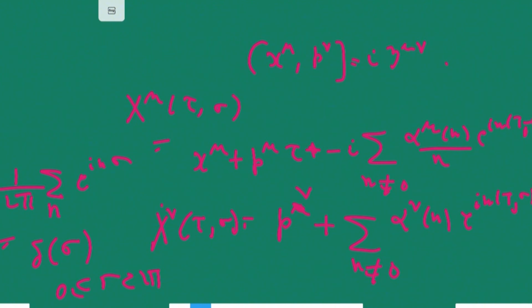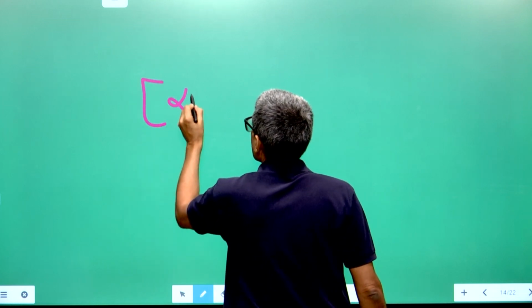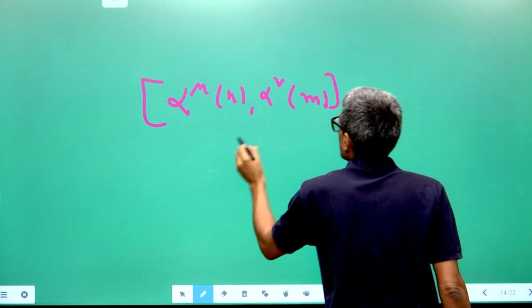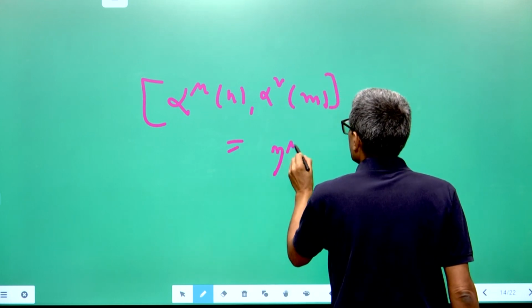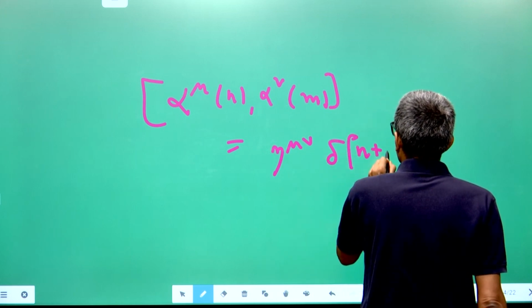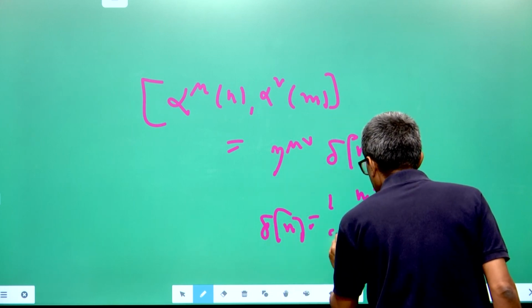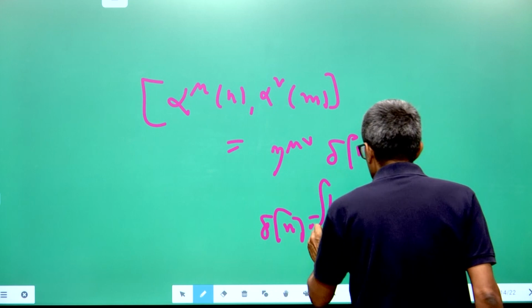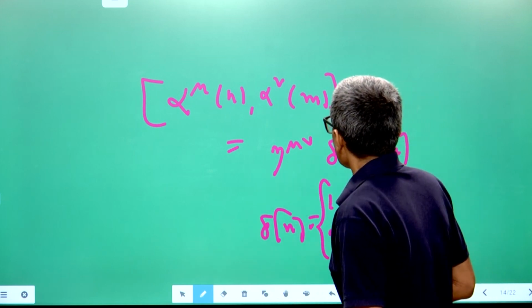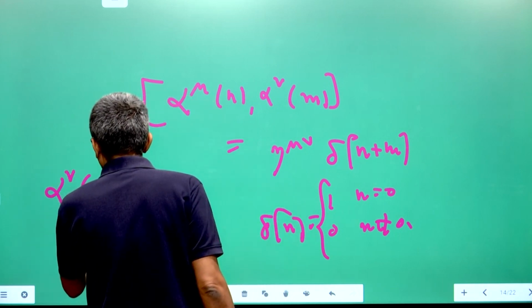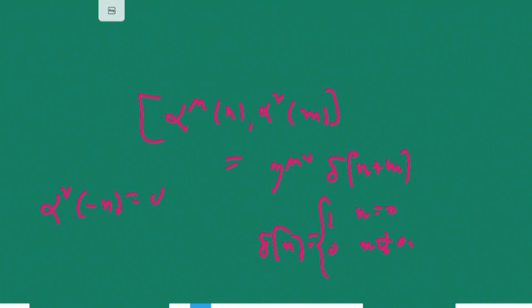If you use this identity, you get a commutation relation between alpha mu n and alpha nu m, which can be expressed as alpha mu n comma alpha nu m is equal to n eta mu nu delta of n plus m, where delta of n is 1 if n equals 0 and 0 if n is not equal to 0. So it is a unit impulse function. You get these bosonic commutation relations, which are just like what you have in quantum mechanics, provided you interpret alpha nu minus n as alpha nu n star, the conjugate of alpha nu n.